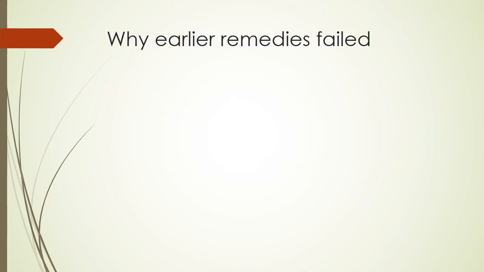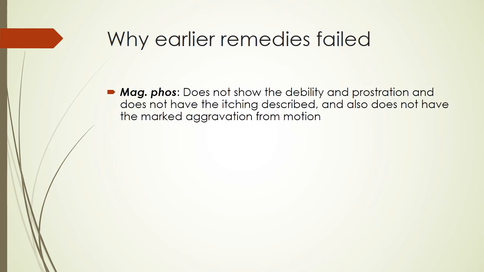Let's take a look at why the earlier remedies had failed. The patient had been to another homeopath who had given him a few remedies which are mentioned in the case. Let's look at each one of them one by one. Magphos is indeed well indicated, but it does not show the debility and prostration and does not have the itching that was described later. And also it does not have the marked aggravation from motion. So it fails on at least 3 counts.